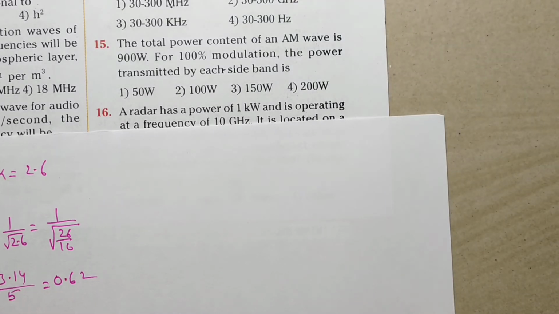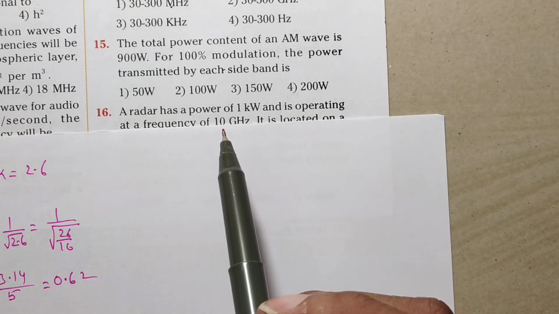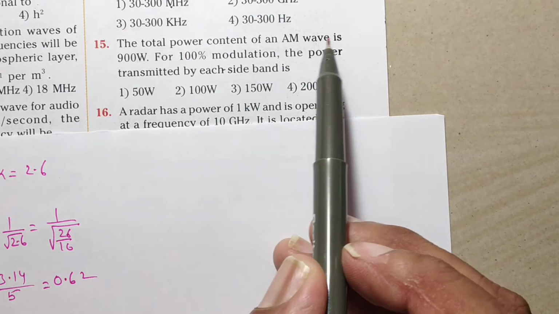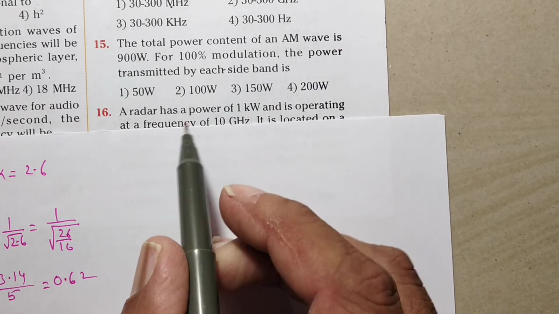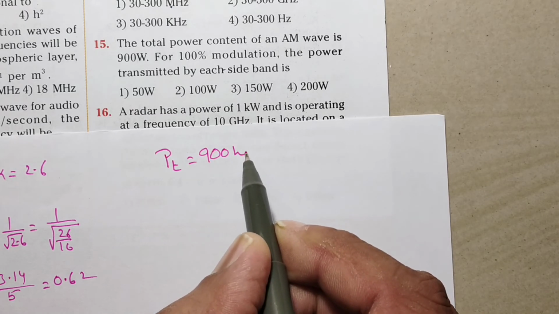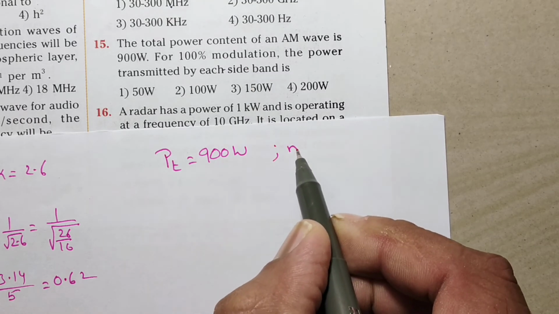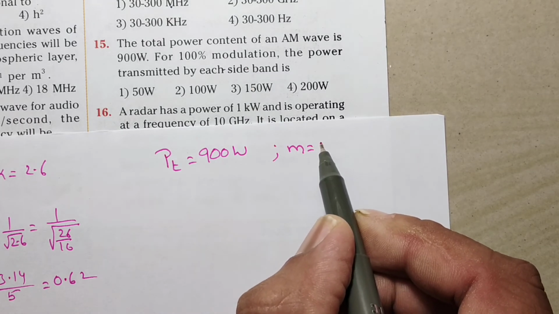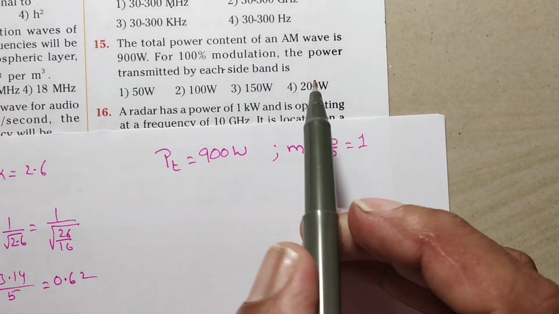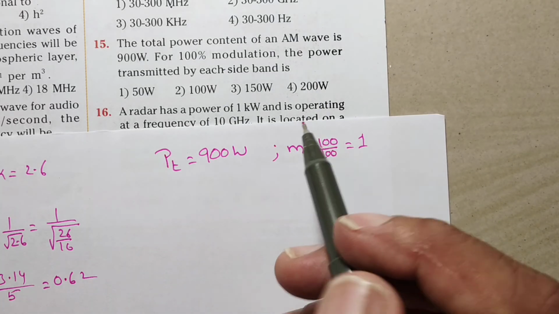15th question. The total power content of an AM wave is 900 watt. They are giving PT, the total power, as 900 watts. For 100% modulation, that means modulation index m is 100%, 100 by 100, that is 1. The power transmitted by each sideband.